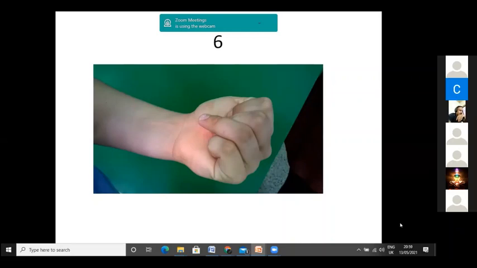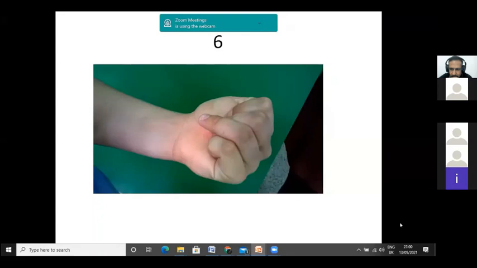Amal, can you unmute yourself? Sukesh? Amal, are you there? Sukesh, are you there? Okay, John C, which finger is the longest on your hand? Third finger, sir. The longest is the middle finger.